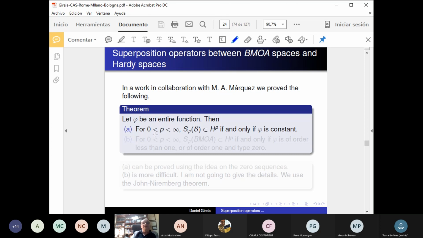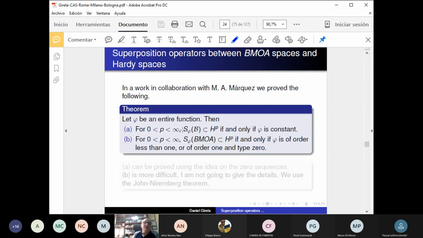The first result that we obtained, I guess it was about 10 years ago, concerns superposition operators from the Bloch space into H^p. This can be proved using the ideas of the sequences of zeros that I mentioned before, because there are Bloch functions whose sequences of zeros do not satisfy the Blaschke condition, and all functions in H^p have zero sequences satisfying the Blaschke condition. So this result can be proved using those ideas.